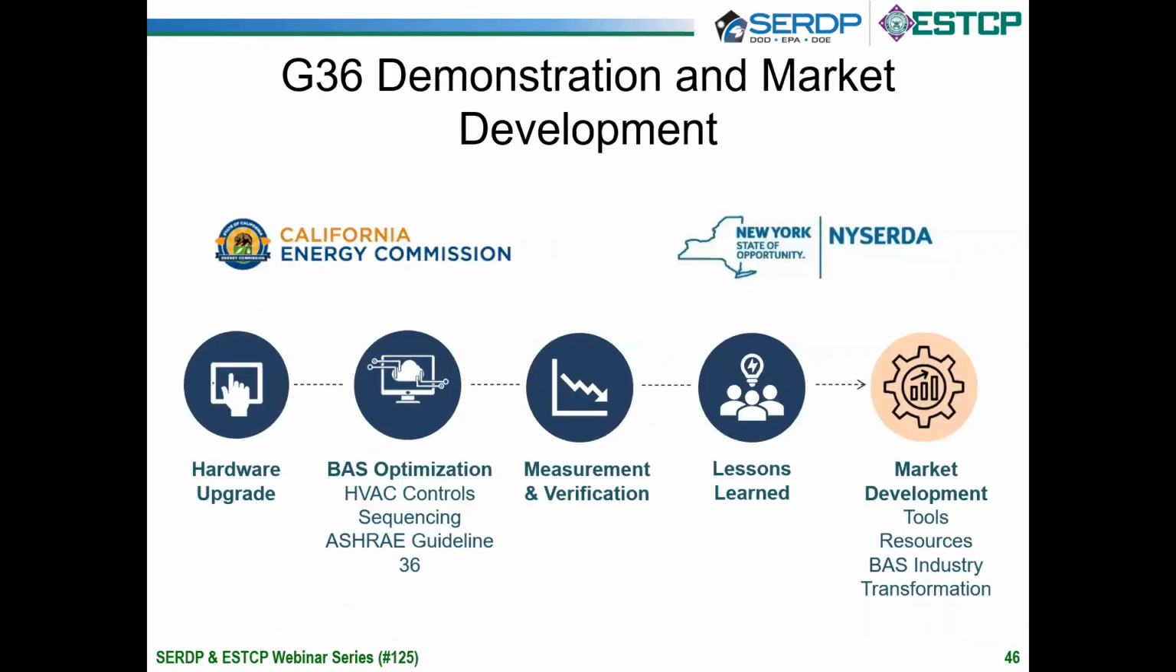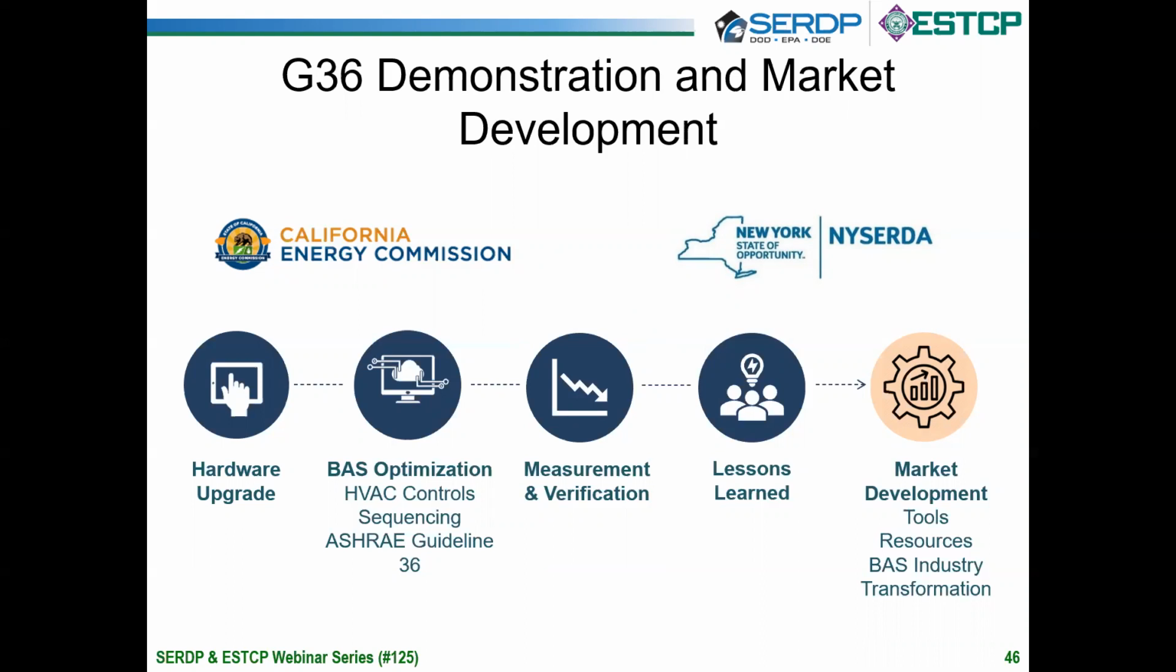So now I'll transition to talking about the current ongoing demonstration and market development work to support Guideline 36 adoption in the market. There are 2 projects that we're currently engaged in, one sponsored by the California Energy Commission and another sponsored by NYSERDA in New York. The icons across this slide here describe the scope of work for these projects. It's fairly similar between the 2 grants.